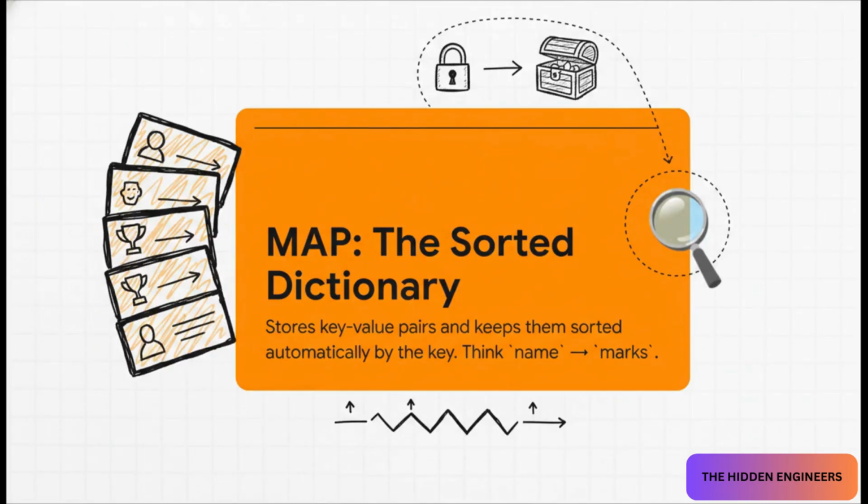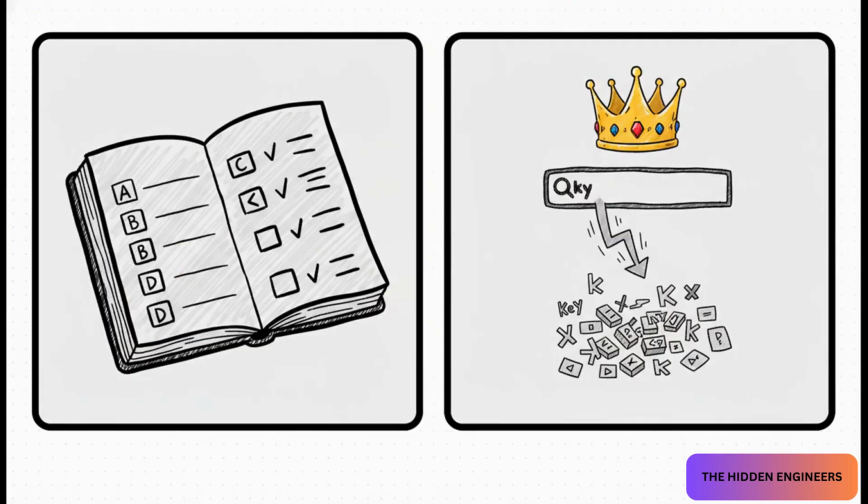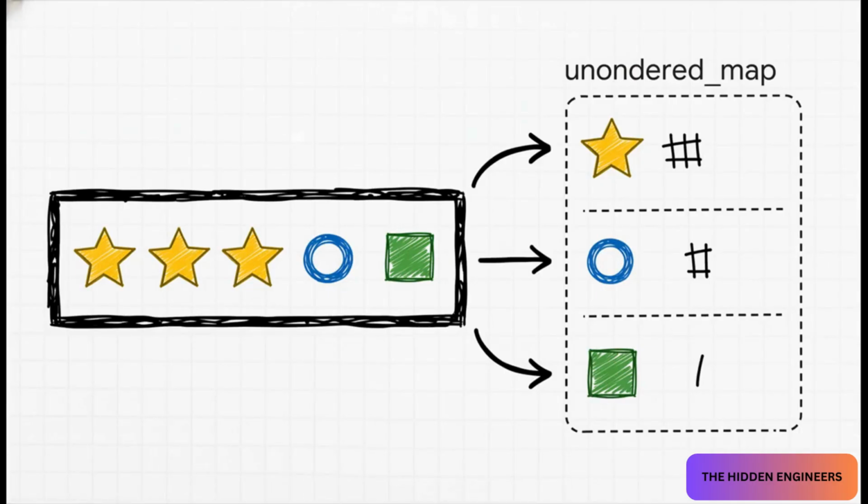Now, what if you need to connect one piece of data to another? Like a student's name with their test score. That's what a map is for. It stores these key value pairs, and just like a set, it keeps everything neatly sorted by the key. But just like with sets, there's a faster, unordered version. And I really want you to pay attention here because the unordered map is, and I'm not exaggerating, probably the single most powerful and most frequently used tool in your entire DSA survival kit. Why? Because its speed for looking things up is, on average, constant time. It's crazy fast.